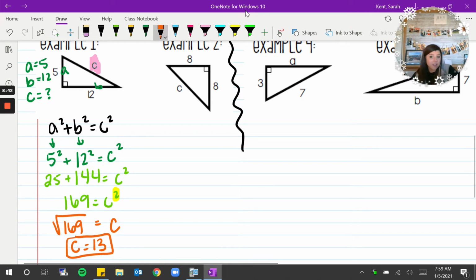And that's my final answer. So if you want, you can work through these steps and put them in your calculator. That's one way to get the answer.